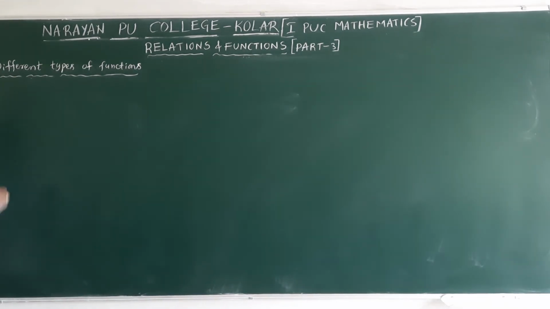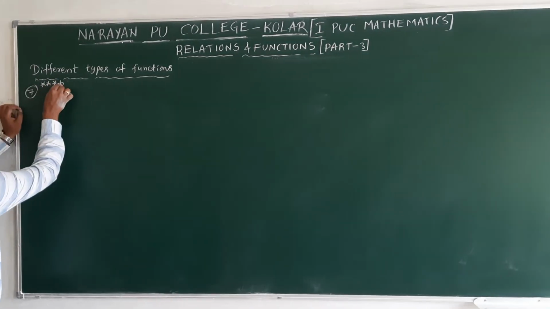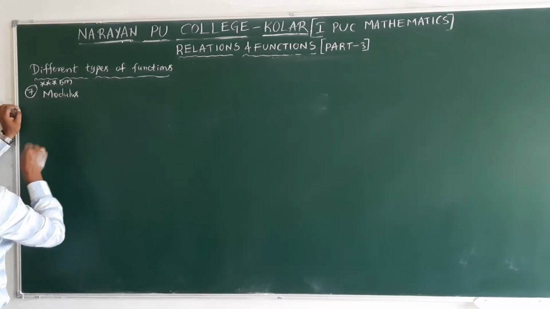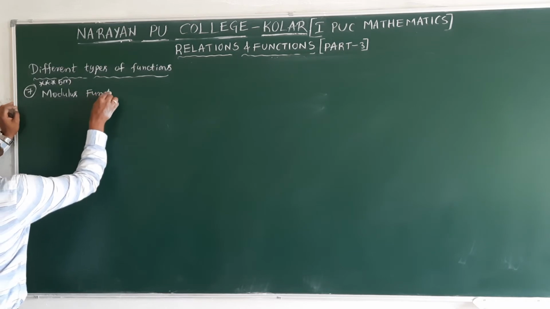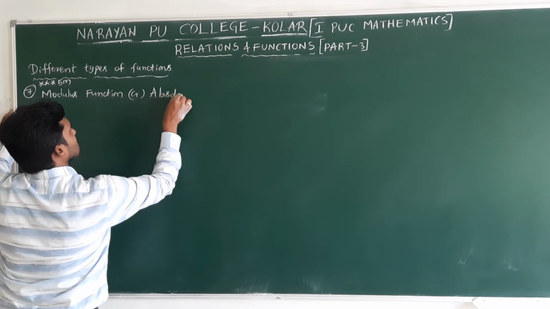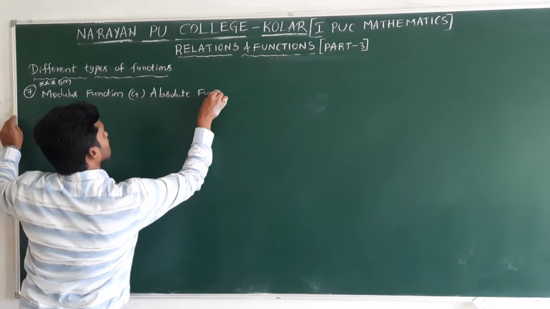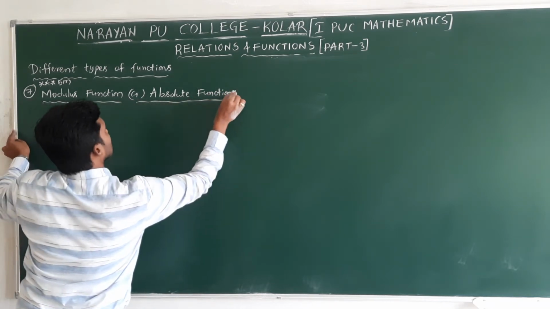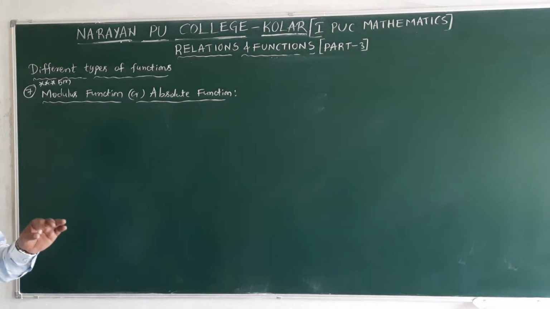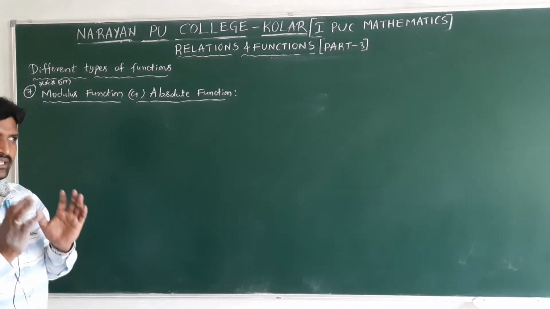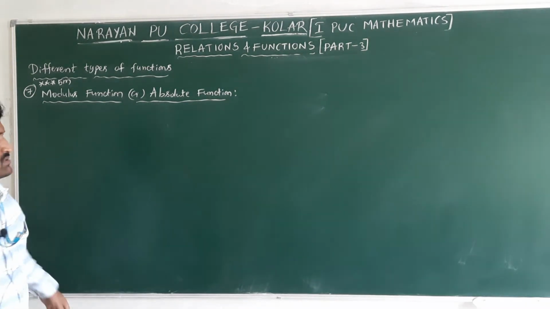Next, 7th one. This is also very important for 5 marks. Modulus function. It has another name, absolute function. Absolute means it gives exactly either 0 or positive values. That is the meaning of absolute. Never get negative values. Absolute values mean generally not negative, either 0 or exactly positive values.